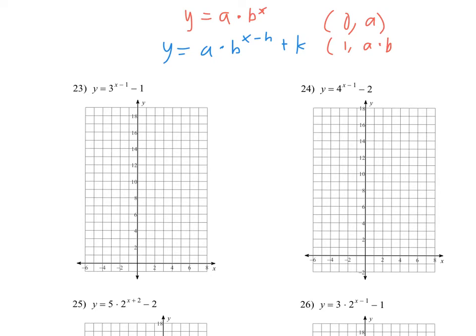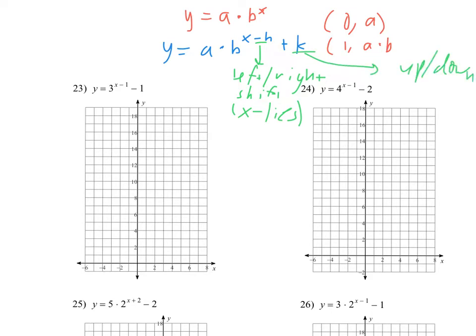And so the addition we're going to put here is a left or right shift up there, and that one is going to be an x lies type of thing. And then we're going to have an up and down shift over here, and that's going to be a y tells the truth thing. So just like the moving left and right and up and down that we've been seeing all year, we saw it with the parabolas, we saw it with the square root functions, and this will be the same here.